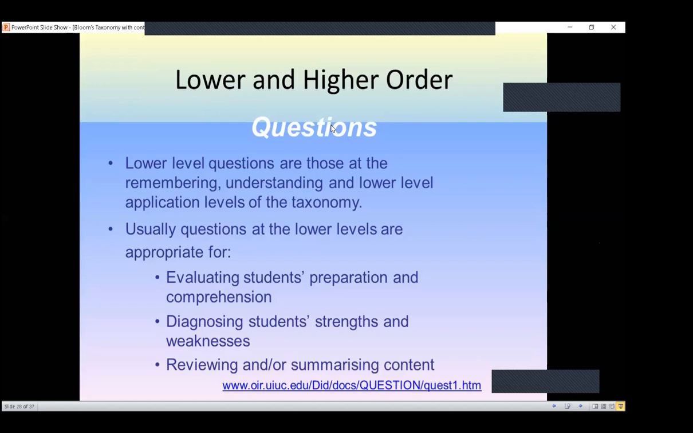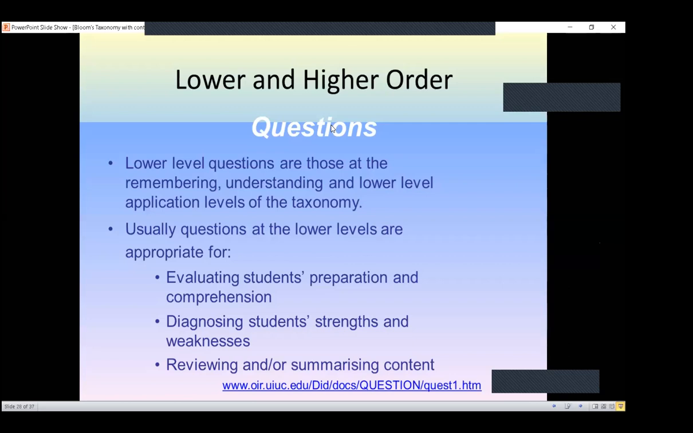If students are not understanding, then we diagnose. So where are the students not understanding? Through lower order questions, you come to know, okay, like remembering, he's not able to remember this. He's not able to explain in his own words. So there is some problem. So diagnose that problem. Accordingly, we can give them remedial. And reviewing and summarizing the content also will help you.